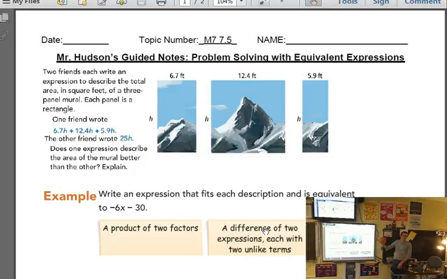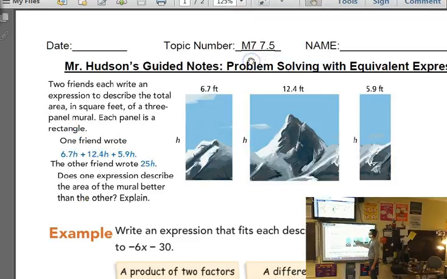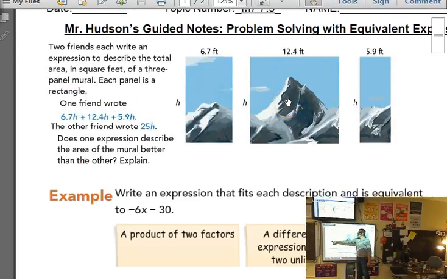You don't know what the height is. We need to calculate the area of the entire painting, all three together. So one of your friends says, hey man, we can calculate the area by doing 6.7h plus 12.4h plus 5.9h. And the other friend says, it's just 25h, man. Who's right? Why, CJ? Why do you think that?